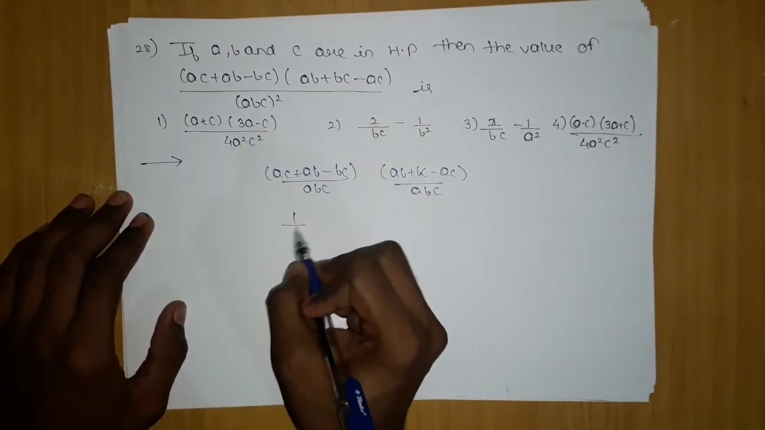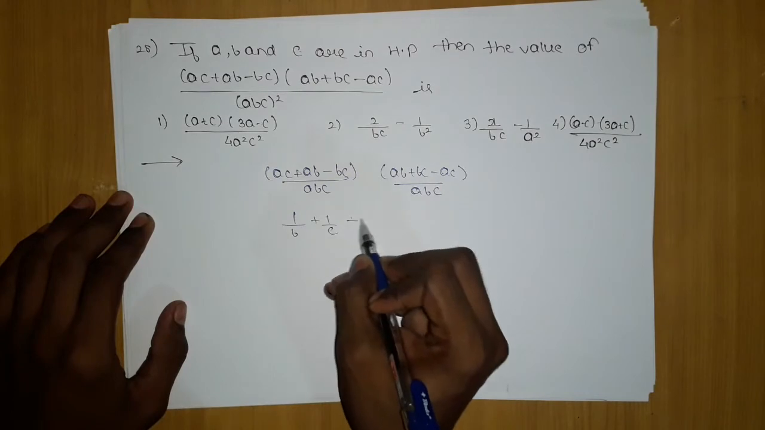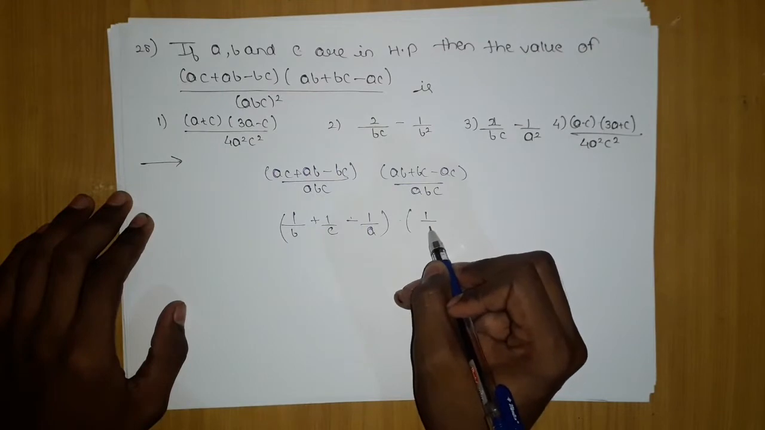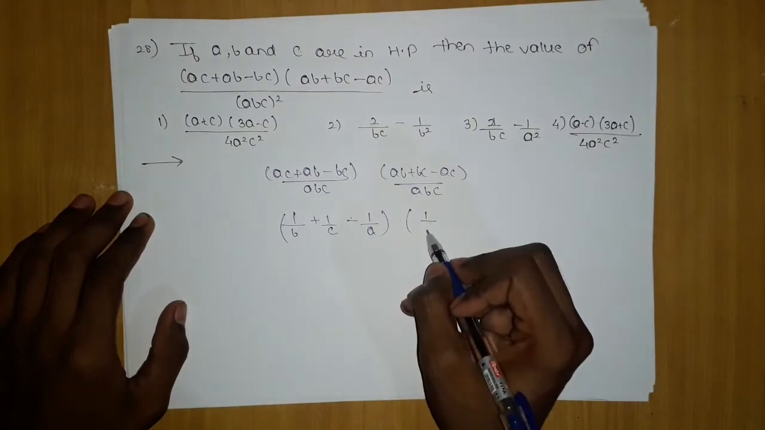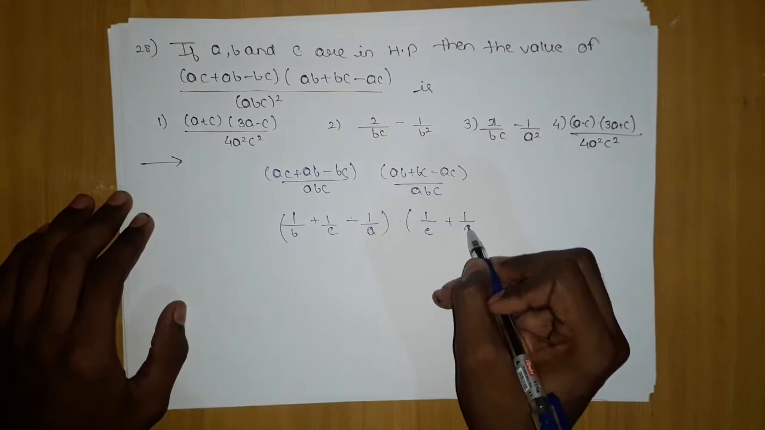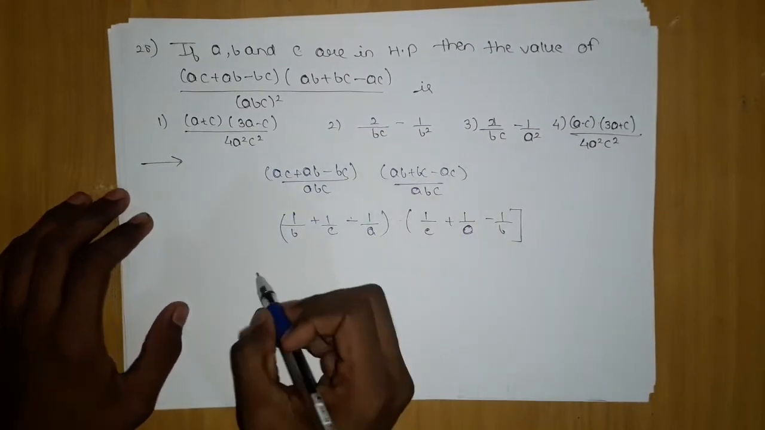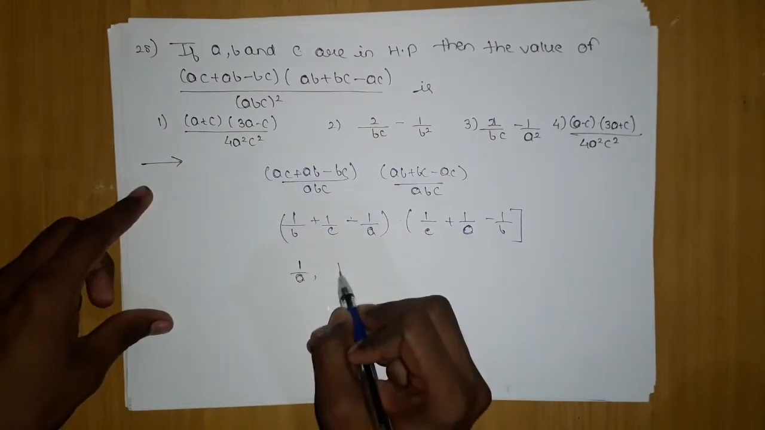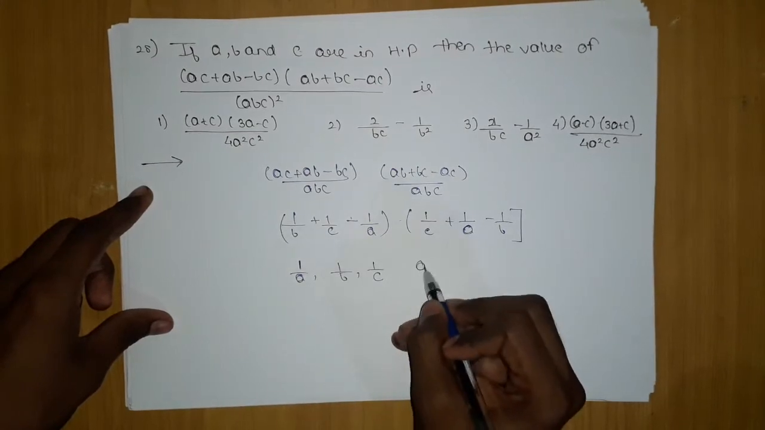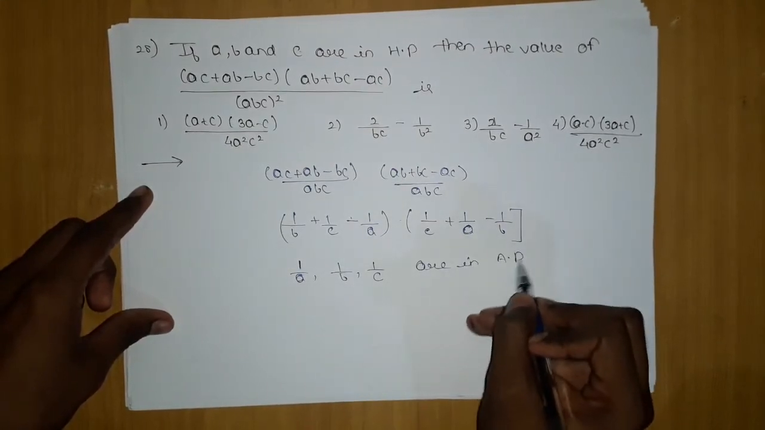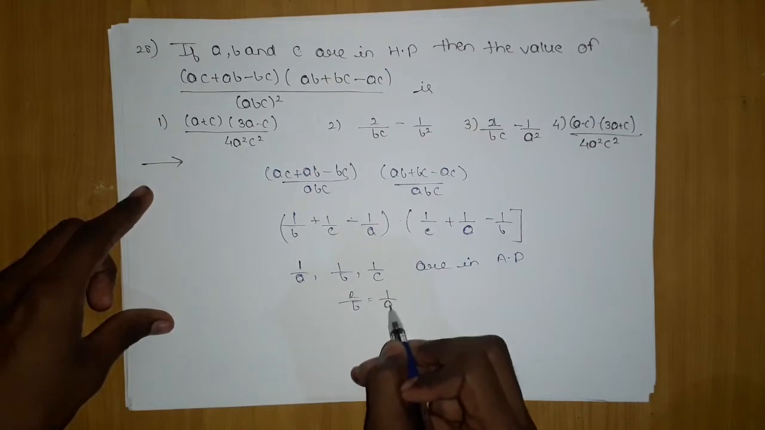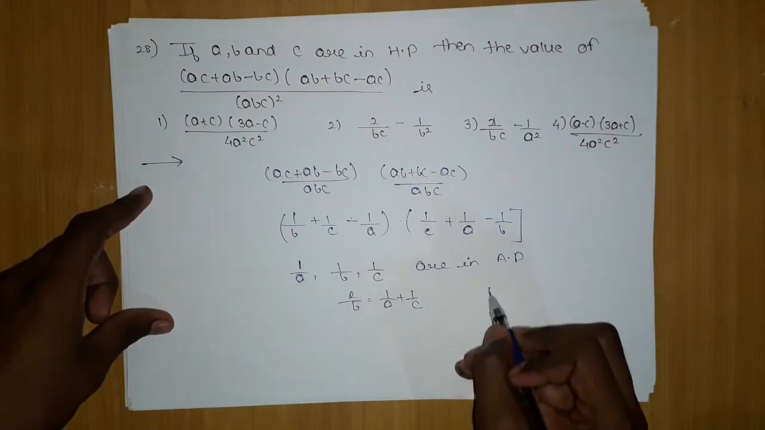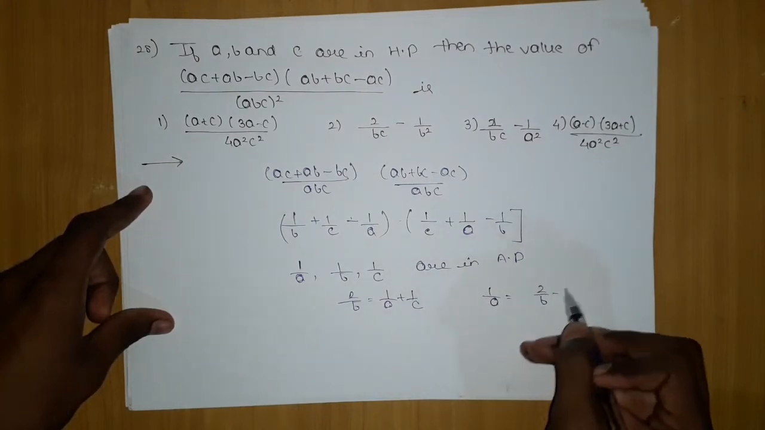If I do this, it will break up into B, C, A, and this will break up into C, A, B. Okay, so I got this. Now they're telling A, B, C are in HP, so 1 by A, 1 by B, 1 by C are in AP. Then 2 by B will be 1 by A plus 1 by C. By using that I can also write one more thing: 1 by A will be 2 by B minus 1 by C.